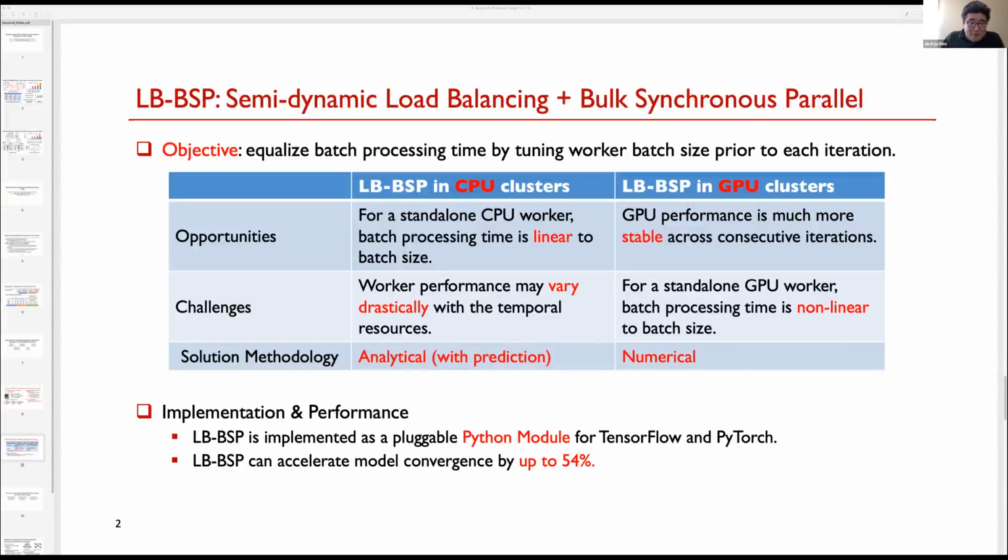We got another question from the Zoom chat by Simon. I don't understand why LBBSP has even smaller per update time compared to ASP in the Inception V3 application. Since ASP is totally non-blocking, it should have optimal per update time, but with convergence as a trade-off?